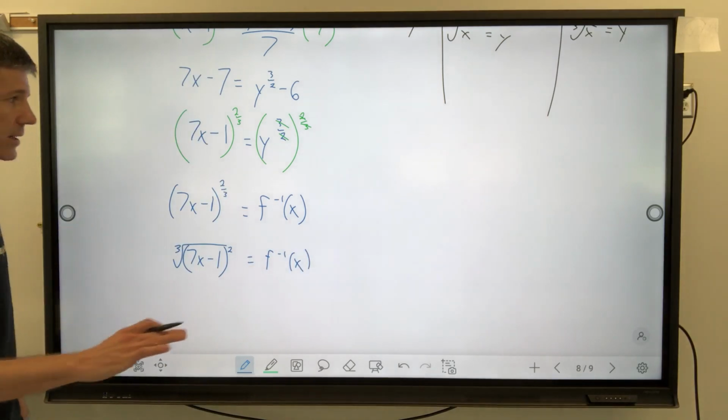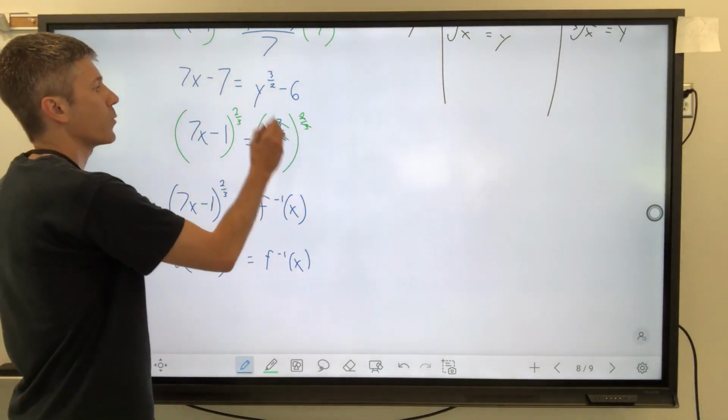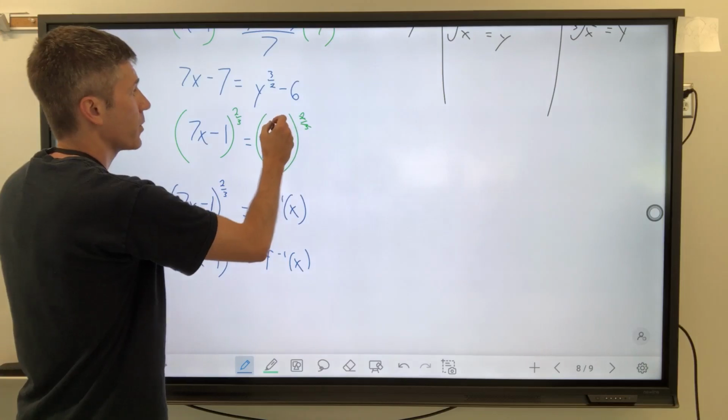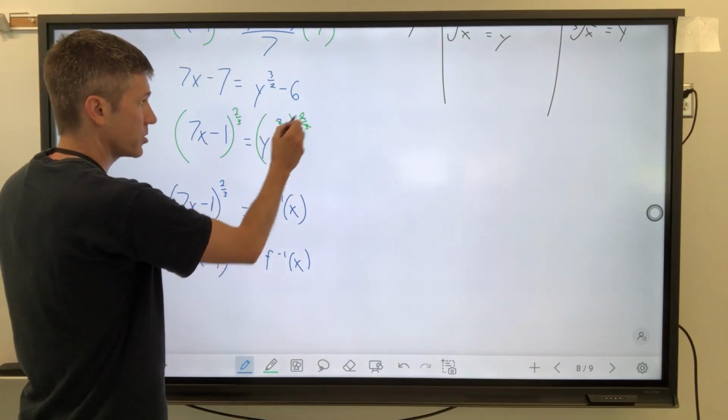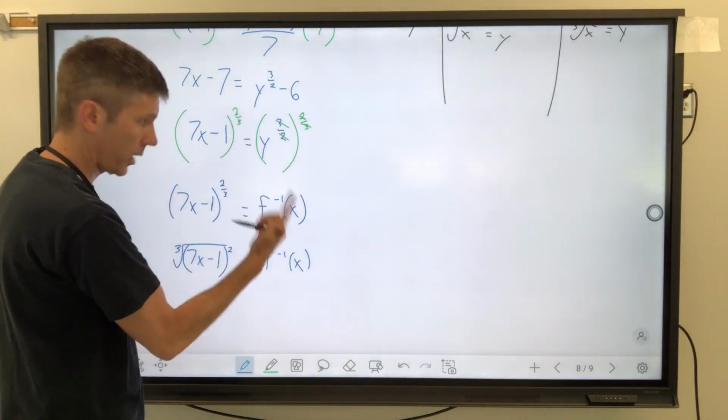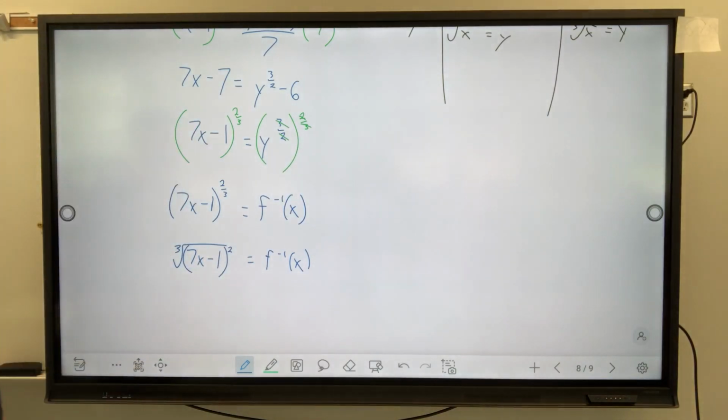So, big idea. It wasn't difficult till we got to here. Raise it to the reciprocal power. This 3 cancels with that 3, that 2 with that 2 gives you y to the 1, which is the inverse. And then it gave you that on this side.